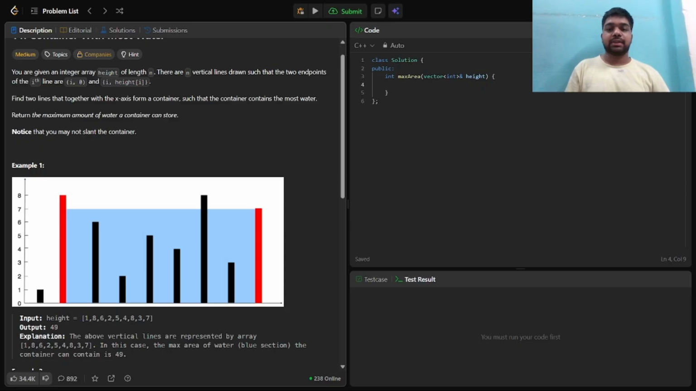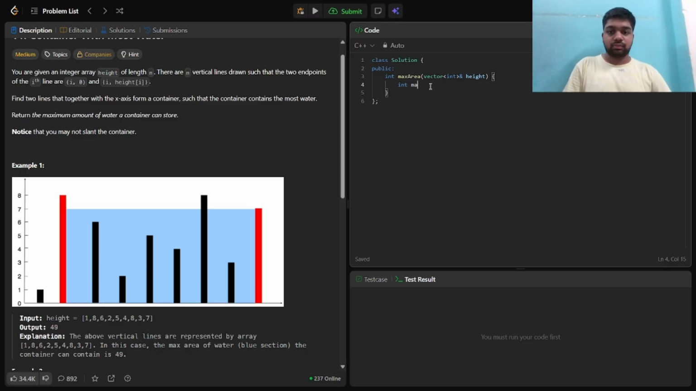The area is controlled by the smaller height, so if we want to get a bigger area we should move the smaller height inward. Why? Because moving the taller height cannot help, the smaller height is already limiting the water. Now let's code it in C++.